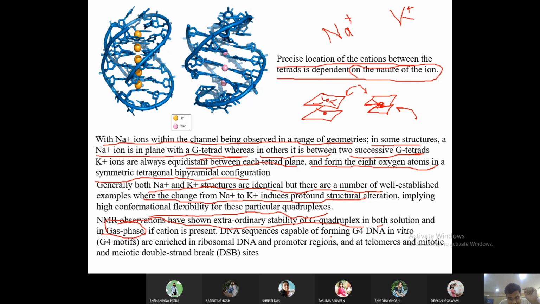So DNA sequences capable of forming G4 DNA in vitro are enriched in ribosomal DNA and in promoter regions, in telomeric regions, and in mitotic and meiotic double-stranded break sites. So in these places, these G quadruplexes are found.